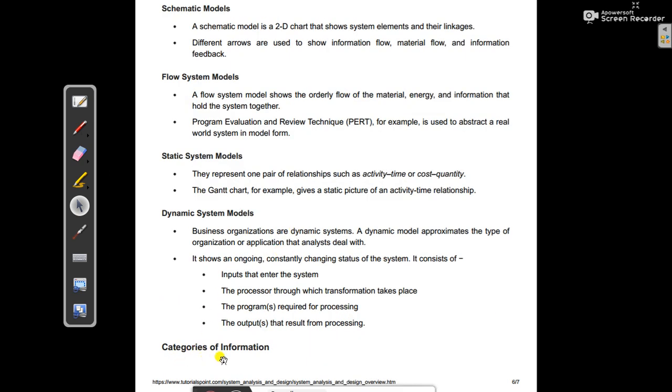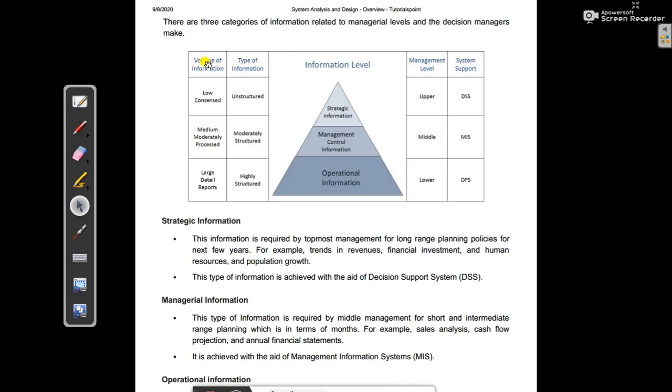And then in the last part, that is categories of information. There are three categories of information related to managerial levels and the decisions a manager makes. First one is strategic information, the top one. Second one is managerial information. And third is operational information, in the lower category of the pyramid.